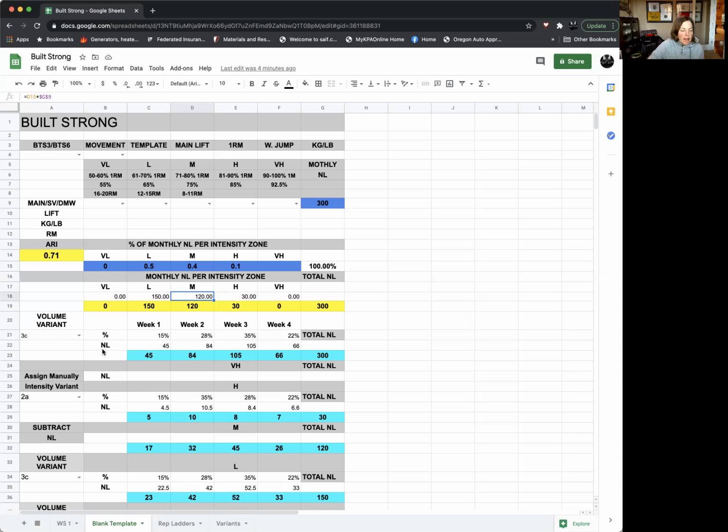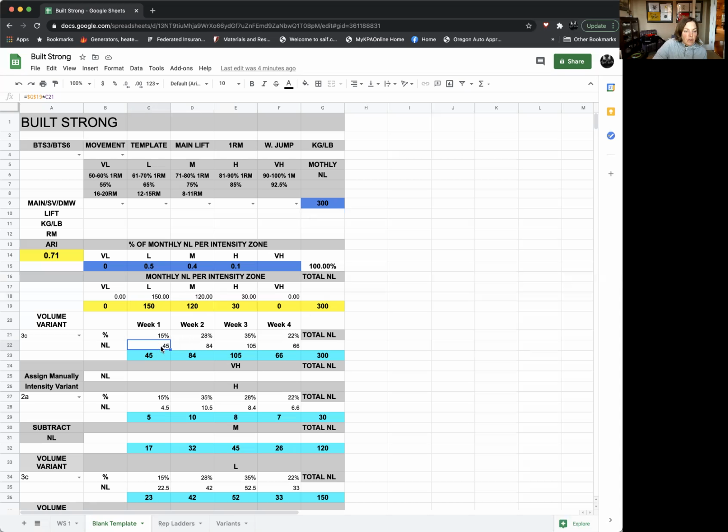And now you're going to do that to establish your volume variant as well. In this example, I've got 3C chosen. Okay, so I'm going to take that G19, which is the total number of lifts, and I just use it over here where I had calculated it. I send it across my number of lifts per intensity zone. But you could also just use either one. You could use it where you plugged it in, or where it got calculated.